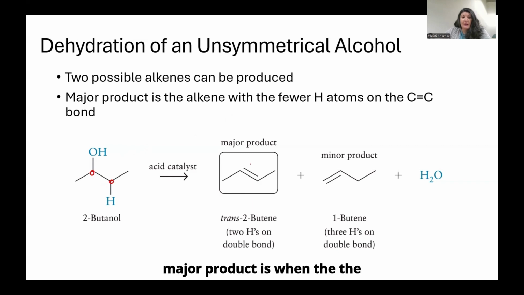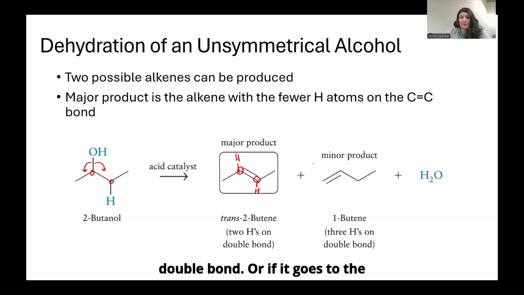The major product is when the double bond is between carbons from this OH group. The double bond can either go to the left or to the right. When it goes to the right, this double bond is between two carbons that have fewer hydrogen atoms. So this has one hydrogen atom here, one hydrogen atom here. There are two hydrogen atoms bonded to this double bond.